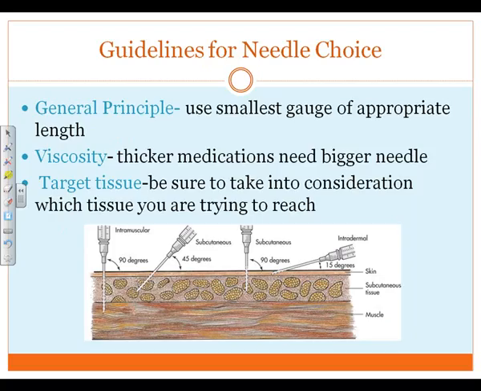Alright, always use the smallest gauge of appropriate length. So gauge is talking about how big or round your needle is. And length is talking about how long it is. So always use the smallest gauge of the appropriate length. And we're going to talk about gauges in just a minute. But just as a general rule, the smaller the number, the bigger the needle. So just remember that an 18 gauge is not a little bitty needle. Okay? A 14 gauge is like a garden hose.